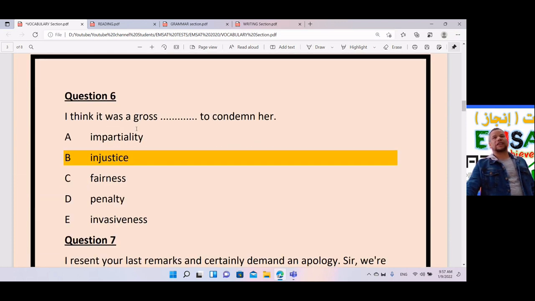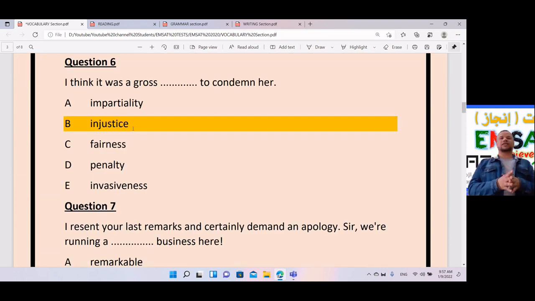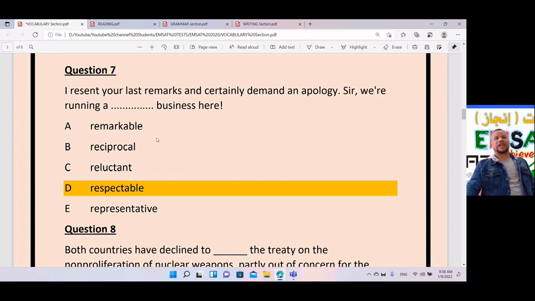Question 6, I think it was a gross, and gross means obvious, shown, well known. A gross adjective. A gross what? A gross injustice to condemn her. Condemn means refuse her. It's not justice to condemn her, to refuse her. It's injustice. It's obvious injustice. So gross injustice.